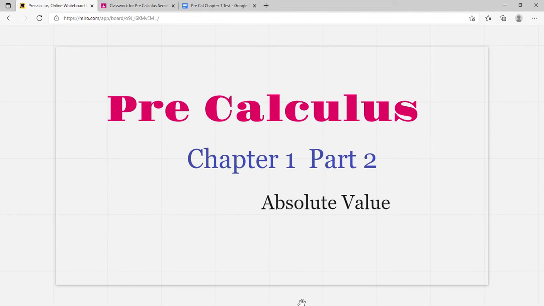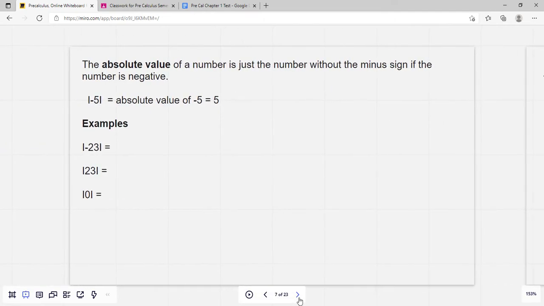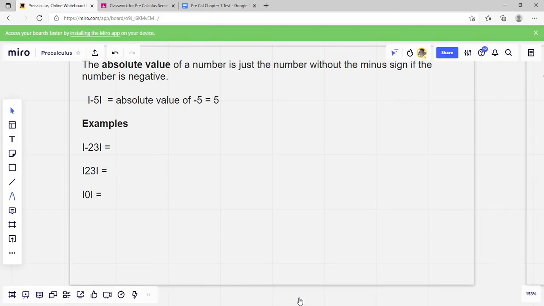Hi everyone, this is Pre-Calculus, Chapter 1, Part 2, and this lesson covers absolute value. The absolute value of a number is just the number without the minus sign if the number is negative, so super easy. So the absolute value of negative 5 would just be 5.